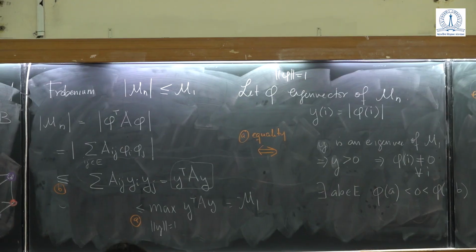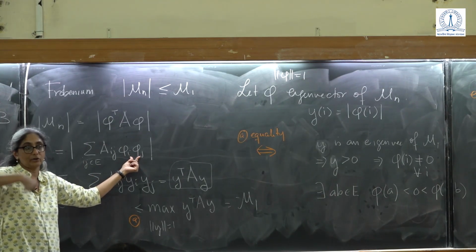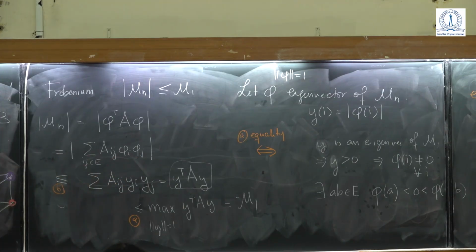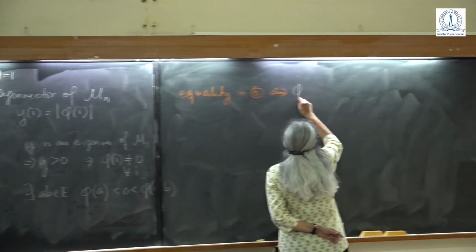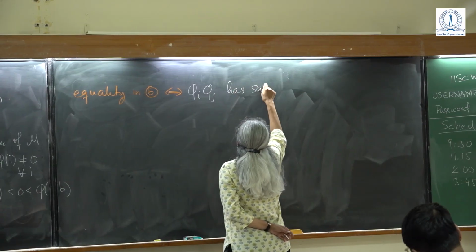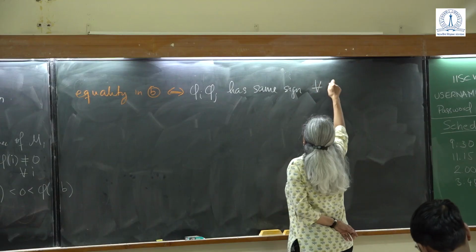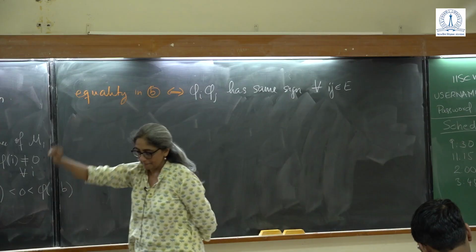Exactly. So it must be that this product has the same sign as you vary over all ij's, right? Because if some are plus, some are minus, it'll cancel out and you'll get a strict inequality. So that happens if and only if phi I, phi j has the same sign for all ij that are in E, okay?